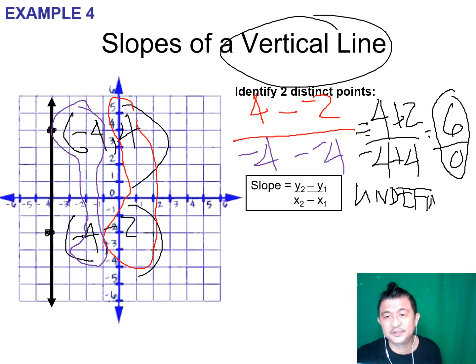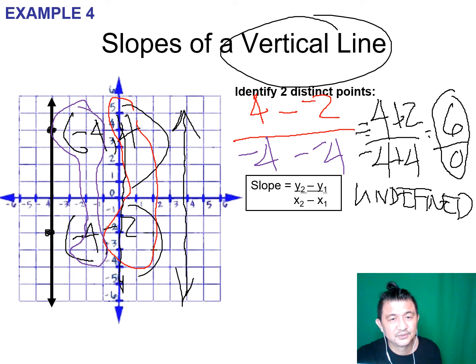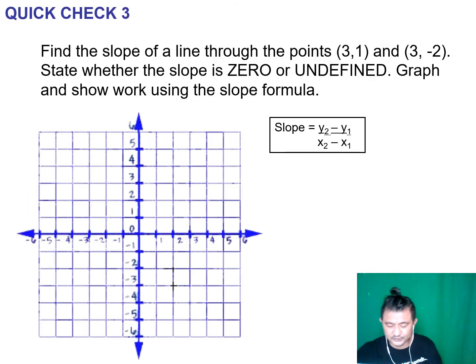Defined. It can never be defined. It doesn't exist in math. So any vertical line, whether it's on this side, exactly on the y-axis, or on the left side, any vertical line is always undefined. Remember that, undefined, meaning it does not exist. It cannot be explained. All right, so quick check number 3.